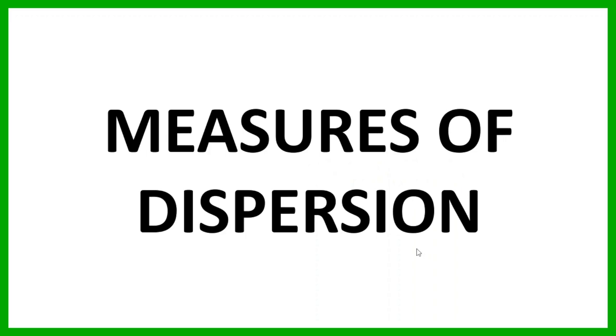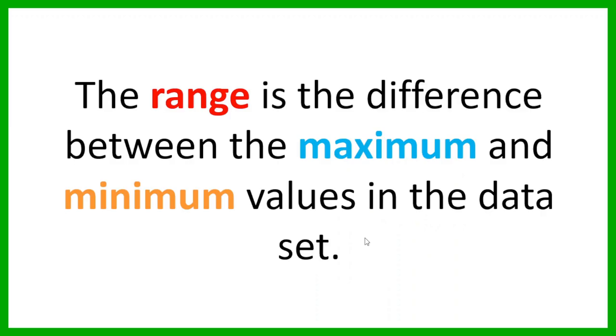Okay, the first measure of dispersion is the range. The range is the difference between the maximum and the minimum values in the data set. So to work out the range, we need to know the maximum, which is the highest value in the data set. We need to know the minimum, which is the lowest value in the data set. And we need to subtract them, because difference means subtraction.